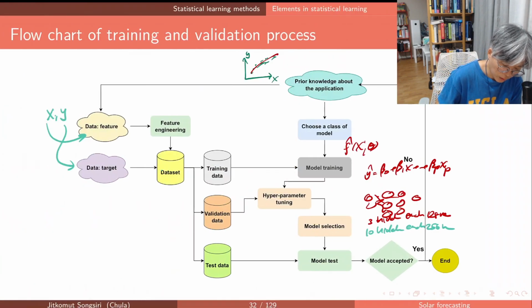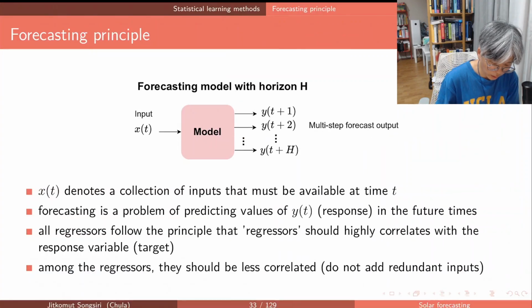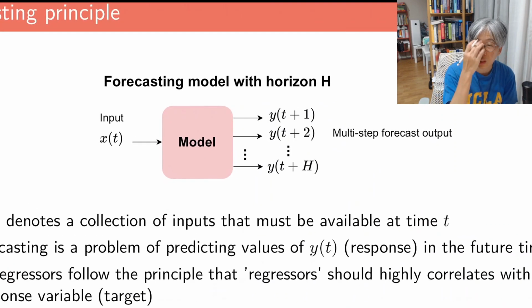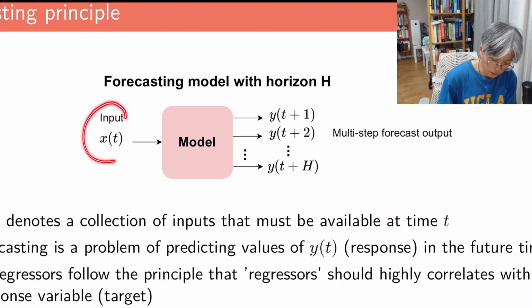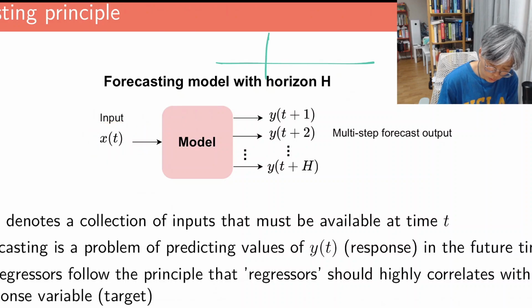So this statistical learning technique, when we talk in the context of forecasting models, as we have seen before, when we develop a forecasting model, you have to specify the horizon and the resolution of the model. Let me assume that the horizon is H. A general model description would be that it requires an input x of t. I use the notation x of t to indicate that you're going to perform forecasting at time t.